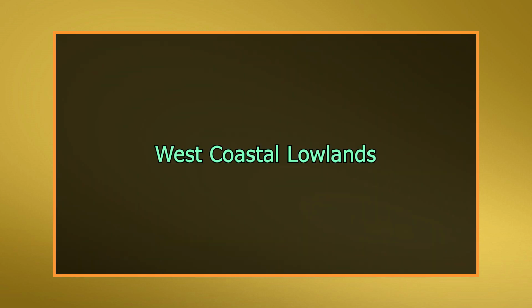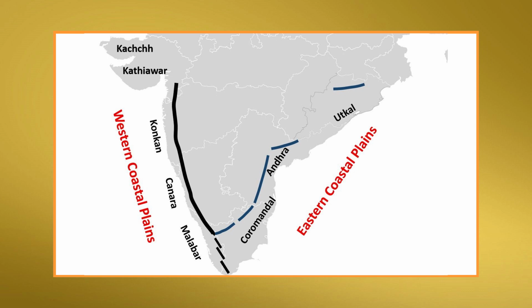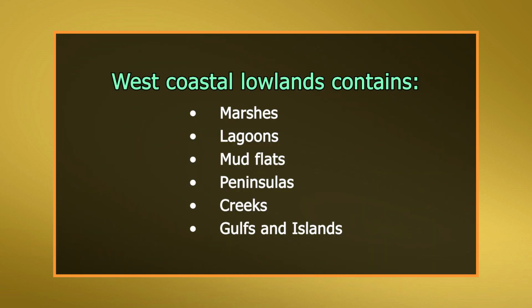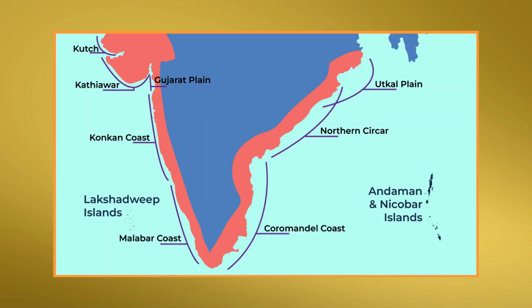West coastal lowlands. The physiography of the west coastal lowlands is varied. It contains marshes, lagoons, mudflats, peninsulas, creeks, gulfs, and islands. The Rann of Kutch, Kathiawar, and the Gujarat Plain are the major physiographic regions.